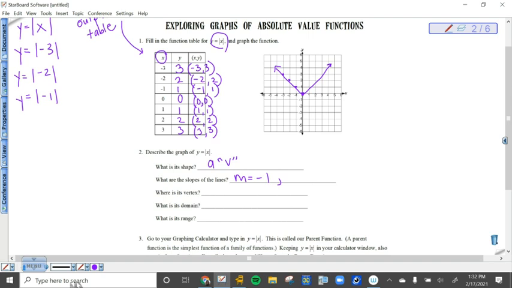And what do you think it would be on the other side? +1. Exactly. Okay. Where is the vertex? What is a vertex? You guys ever heard of that before? A vertex? Yeah, it says 0, 0. And all a vertex is, is that point where the two lines meet, like what you said. It's going to be that point there.